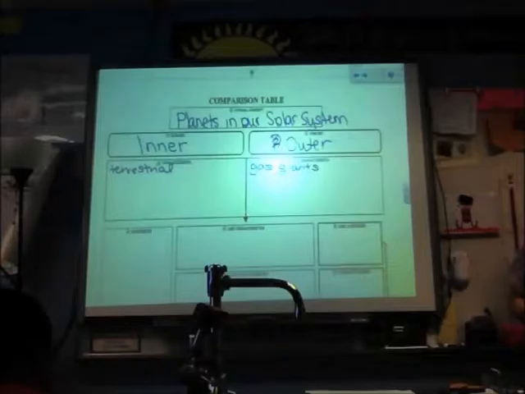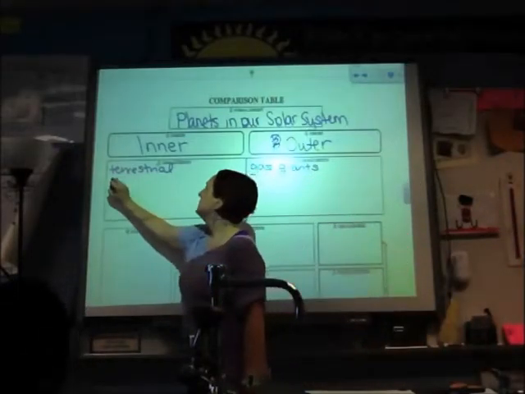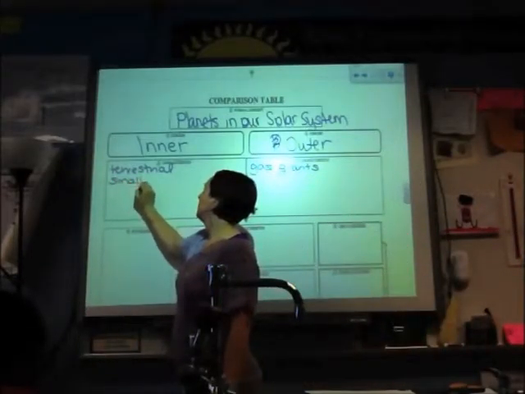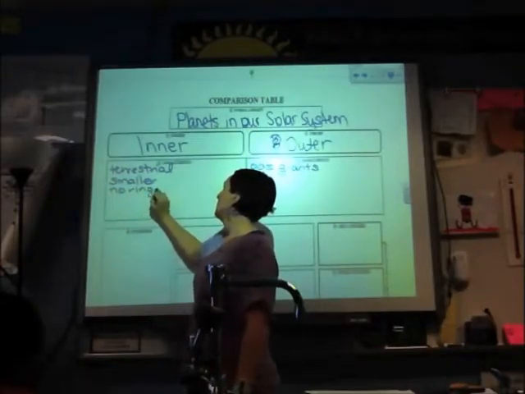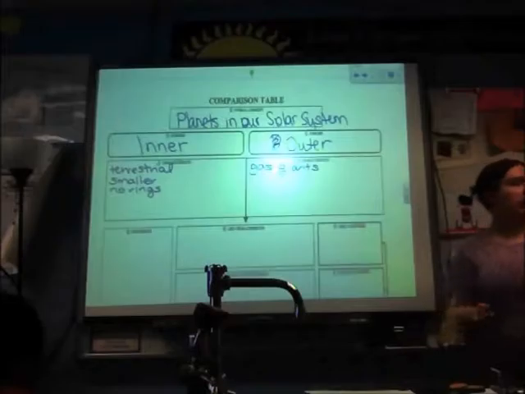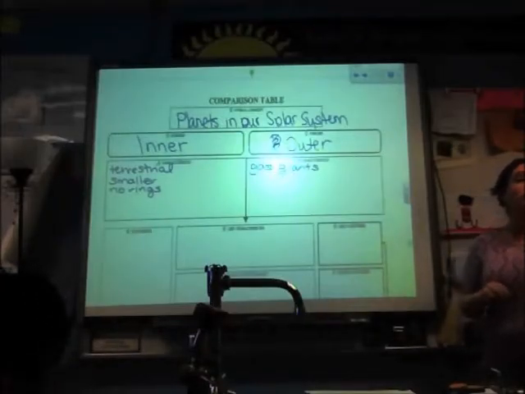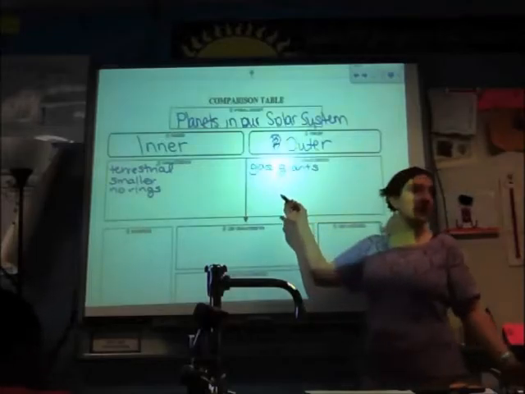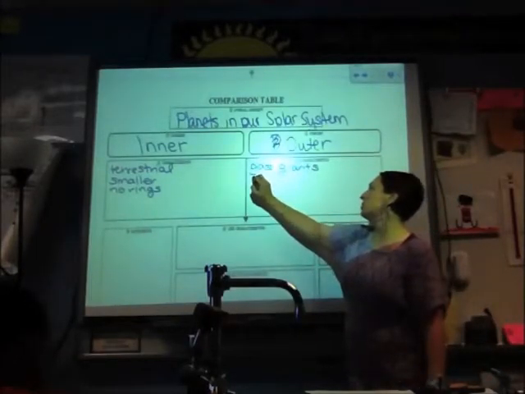What else do we need to know about inner planets? Albert? Inner planets are reasonably small and have no rings. Smaller, no rings. So then what about my outer planets? Bigger. They have rings, and what size are they, JD? They're much larger.